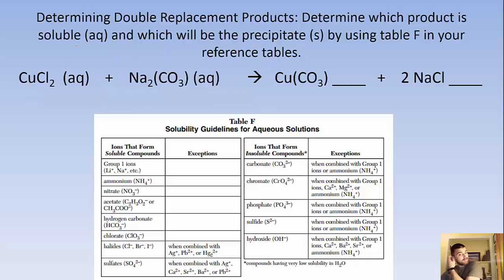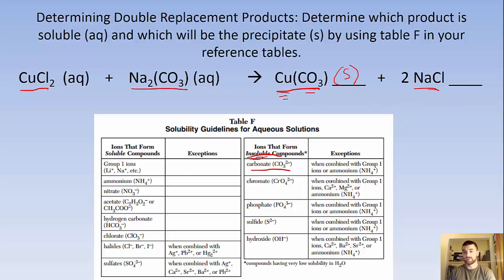Quick review of this stuff using table F. There's a video already on how to do it, but let's take a look at them being applied to double replacement reactions. We got 2 possible products, right? We're mixing these 2 compounds together, and we're going to do the old switcheroo and see if one of those products is insoluble. So I'm going to have to use my table F, and I'm going to look up CO3. I found CO3. It's insoluble except when combined with group 1 ions or ammonium. Copper, not an exception, so it is insoluble, which means it's going to be a solid.